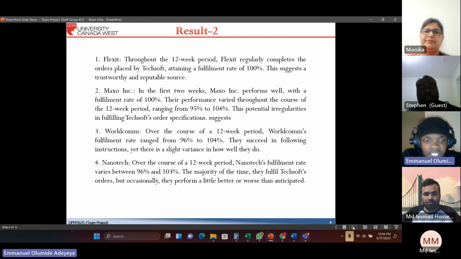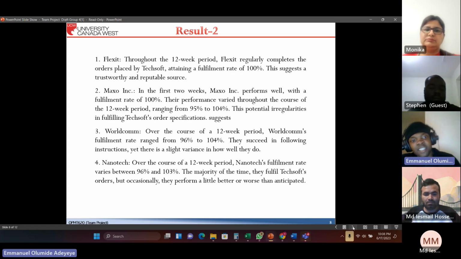And last but not the least is Nanotech. Over the course of the 12-week period, Nanotech's fulfillment rate varied from 96% to 103%. The majority of the time, they fulfill TechSoft orders, but occasionally, they perform a little bit worse than anticipated. And from the four suppliers, I think Flexit did a great job.